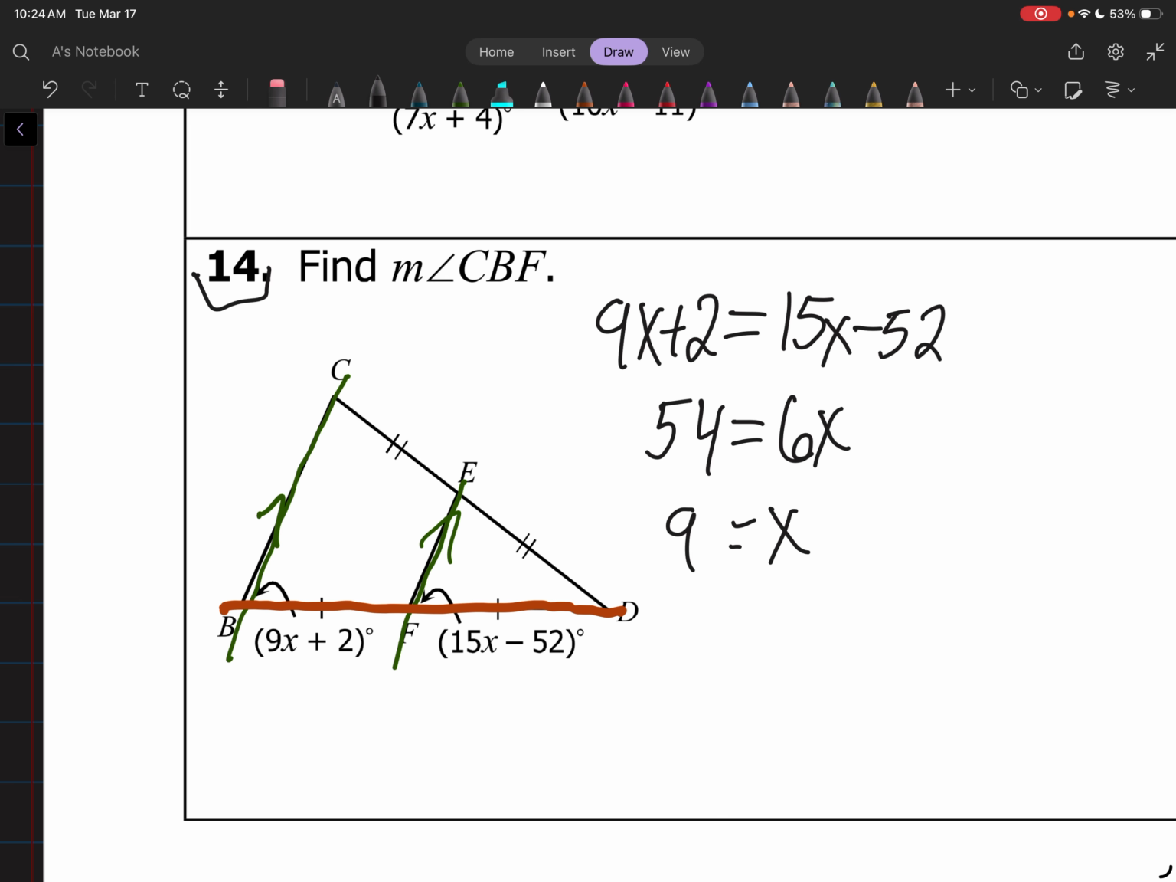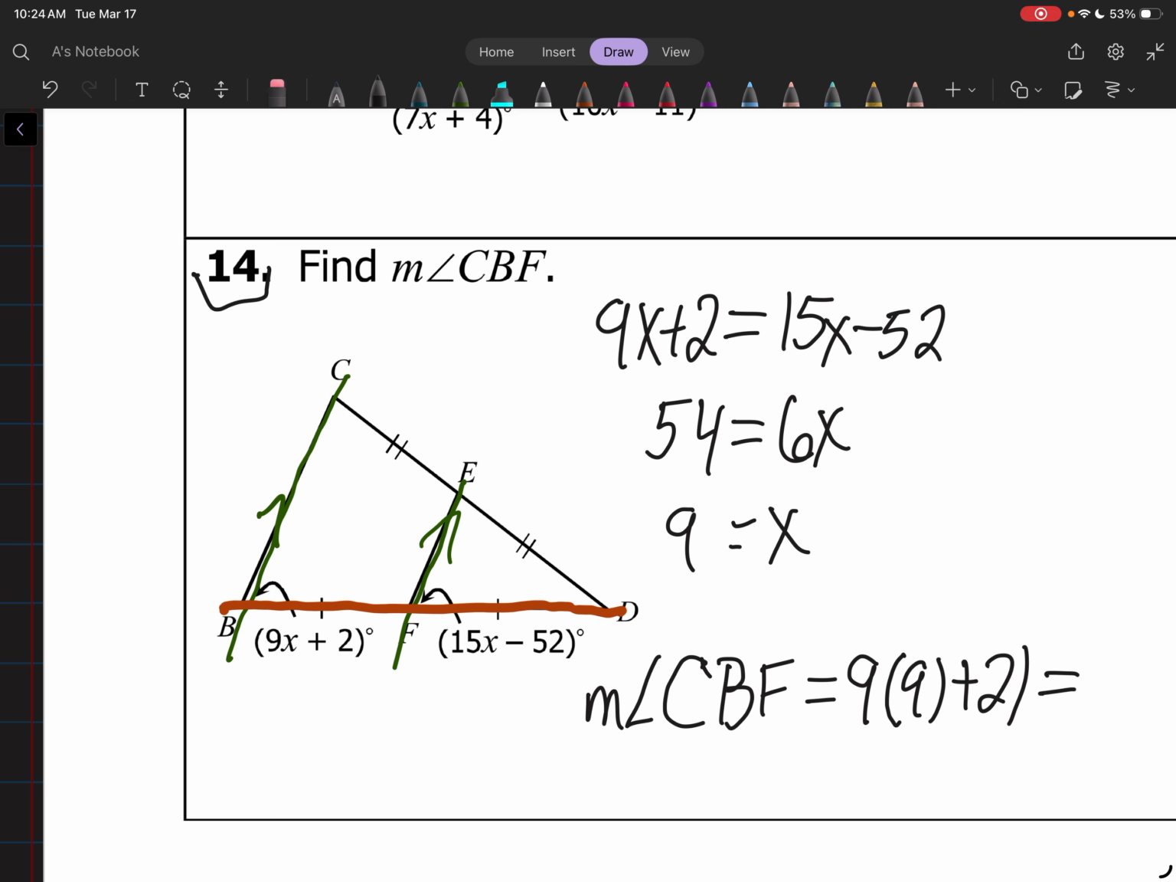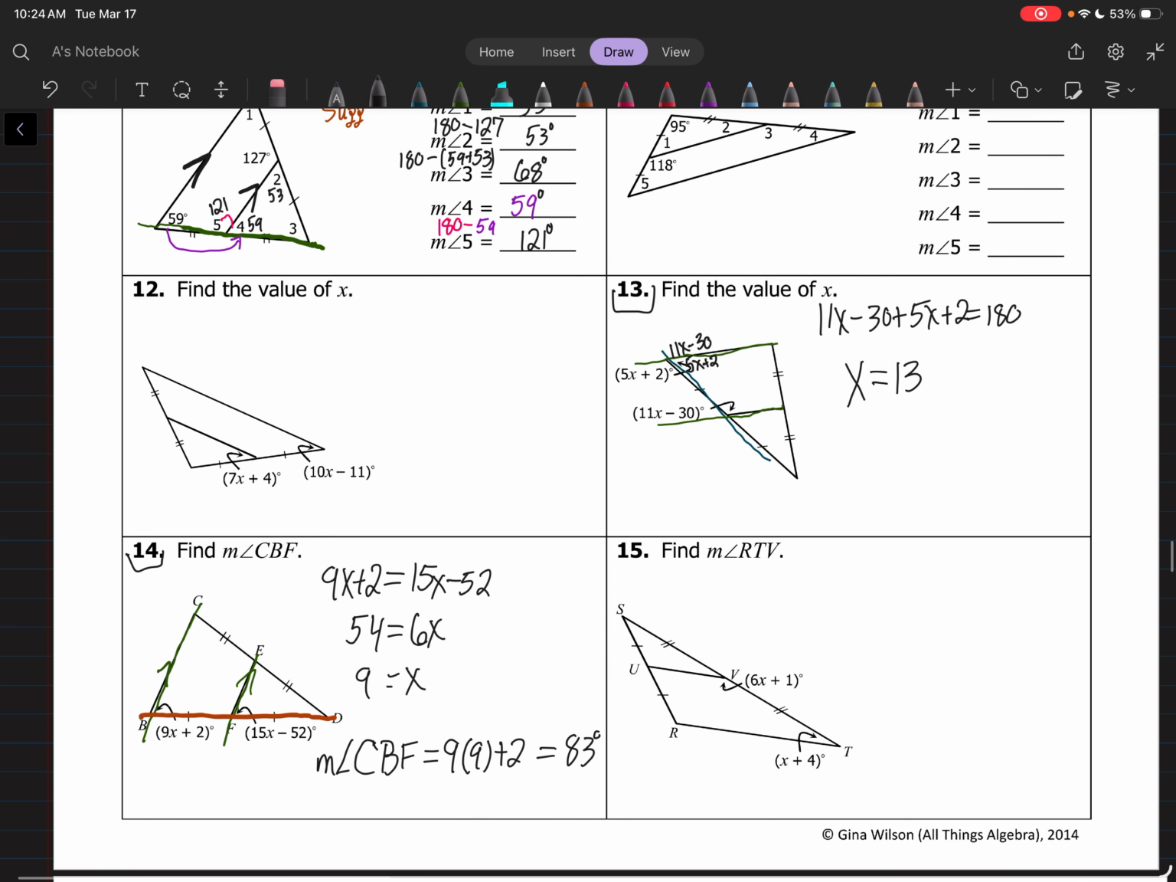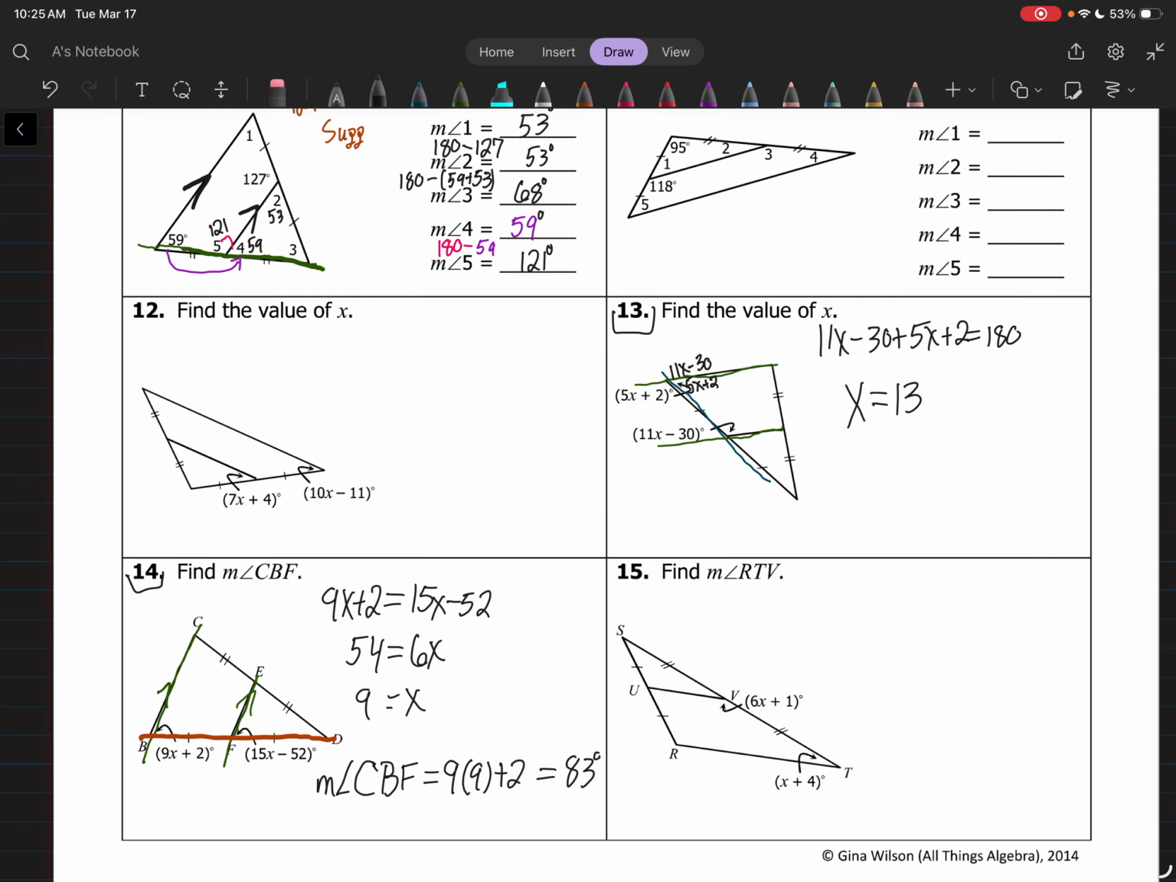The problem says find the measure of angle CBF. Well, CBF, and honestly, you put this into either one because they are congruent, but CBF is equal to 9x plus 2. I'm going to plug in my 9 into the x, so 9 times 9 plus 2. This is 81 plus 2, 83 degrees. And that's finished. Go ahead and pause it, try number 12 and 15.